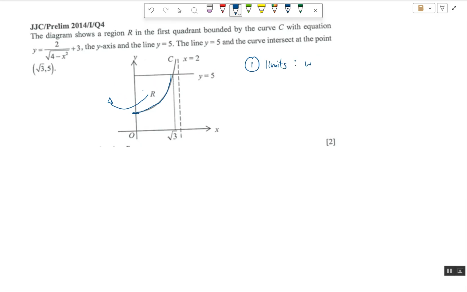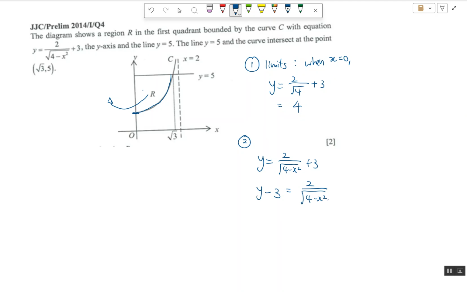Okay, so when x equals 0, my y equals 2 over square root 4, plus 3, and that will be 4. 2 over 2 is 1, 1 plus 3, so that will be 4. Then I need to make x squared the subject, not just x. If I can make x squared the subject, that would be great. Okay, so y equals 2 over square root 4 minus x squared plus 3.